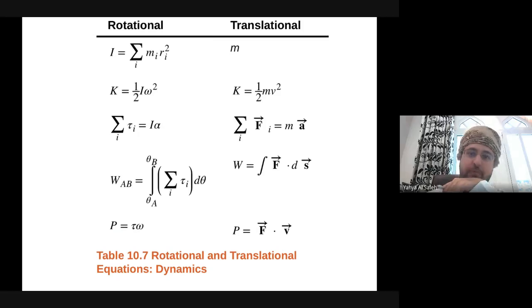Okay. Finally, in translation you have m, in rotational you have moment of inertia, sum of m r squared. Translational you have kinetic energy half m v squared, rotational is half I omega squared. F equals ma, torque equals I alpha. F dot ds, torque d theta. And P is F v, P is torque omega. These three slides really summarize everything we have done in chapter 10.